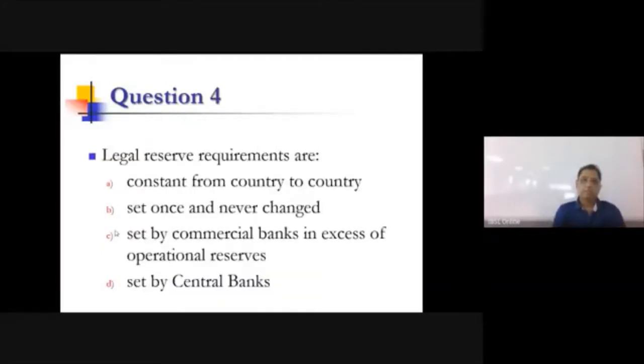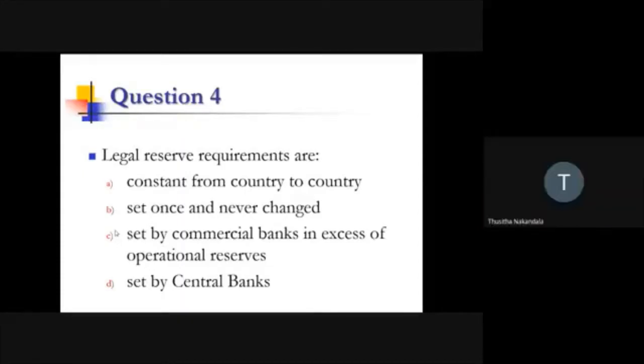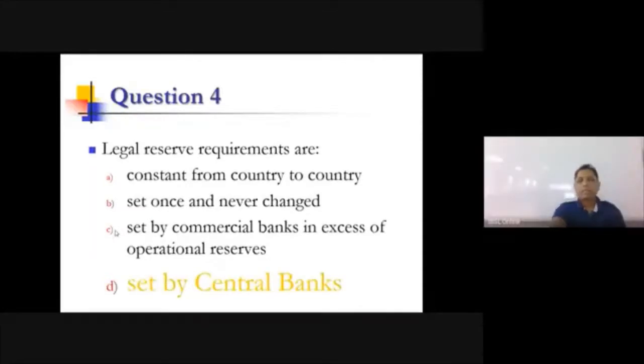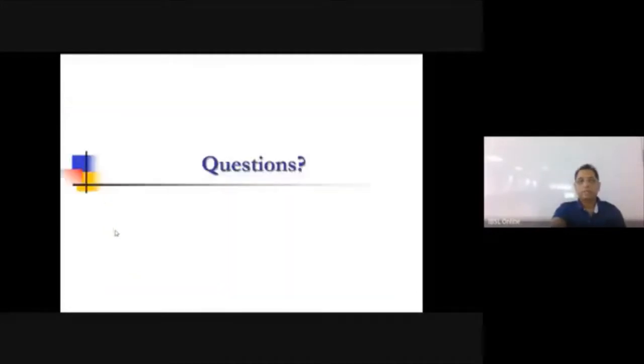Legal reserve requirements are constant from country to country, set once and never change, set by the commercial bank, set by central banks. Set by central bank. Yeah, correct. Not only central banks really, but there are other institutions as well, but broadly central banks.